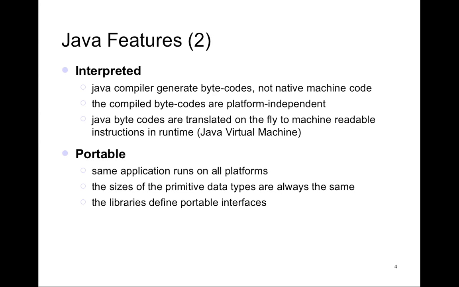Java code is translated on the fly into machine-readable instructions by the JVM. The Java Virtual Machine is what's controlling it. It is portable: the same application runs on all these different platforms, as I mentioned before. The sizes of primitive data types are always the same. Actually, the typing is kind of interesting, with not as many type variations in Java as you get in other languages.